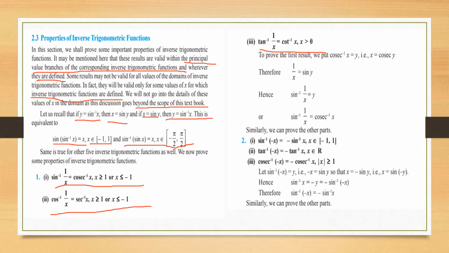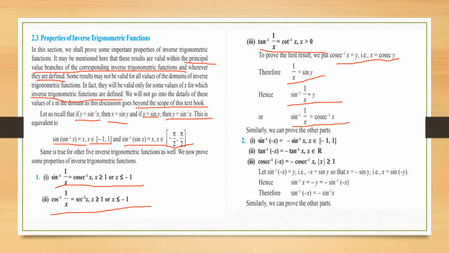So take the first result, put the right hand side element cosecant inverse x equal to y. Cosecant inverse x equal to y implies x is cosecant y. Now 1 upon x, I have to change it to sine. So 1 upon x is sine y. So operate both sides by sine inverse, and I'll get sine inverse 1 by x equal to y, right? Who is y? y is my cosecant inverse x. So this is how we prove that sine inverse 1 upon x equals cosecant inverse x. Similarly, the other two parts can be proved.